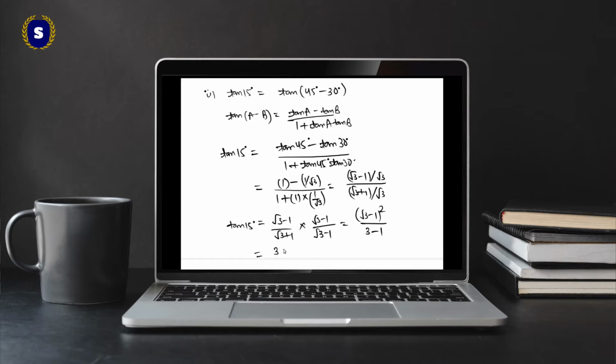Here we get 3 plus 1 minus 2 root 3, using the identity a minus b whole square is equal to a square plus b square minus 2ab. Okay, and on the denominator side we get 2. So 4 minus 2 root 3 upon 2, that is 2 minus root 3. So this is the value of tan 15 degrees. Right. Let us jump to the next question.